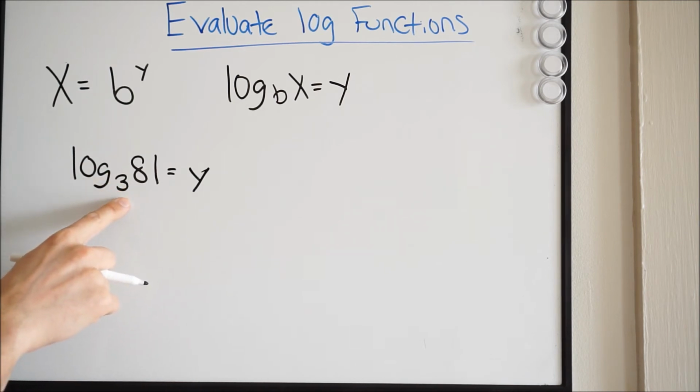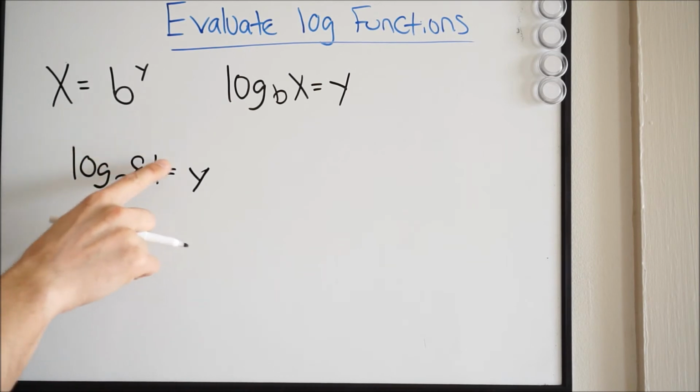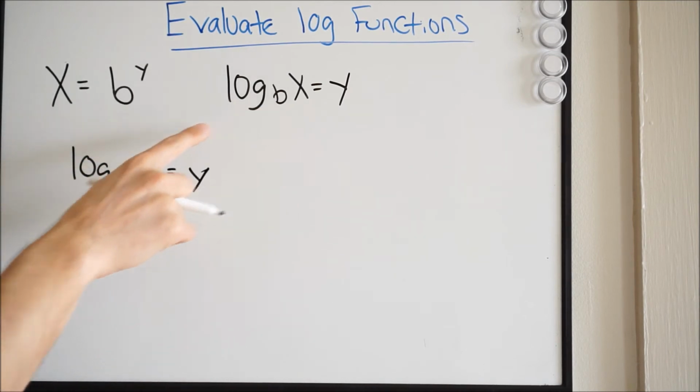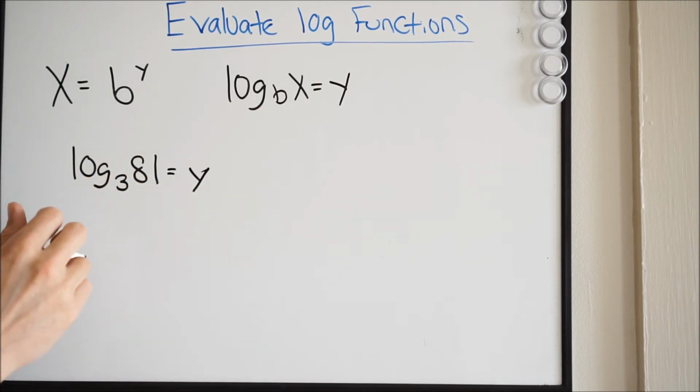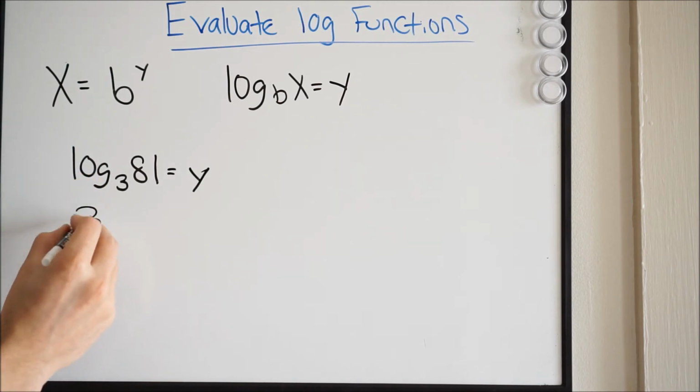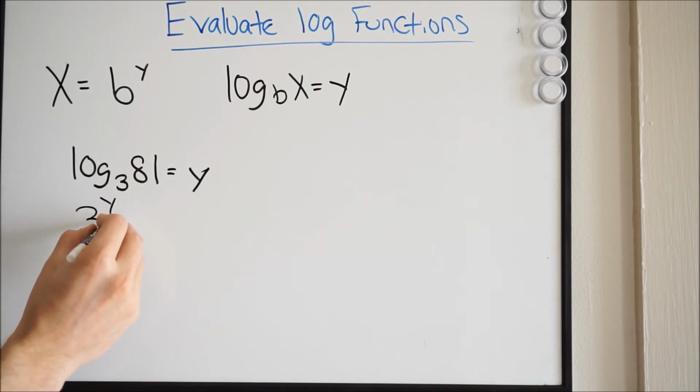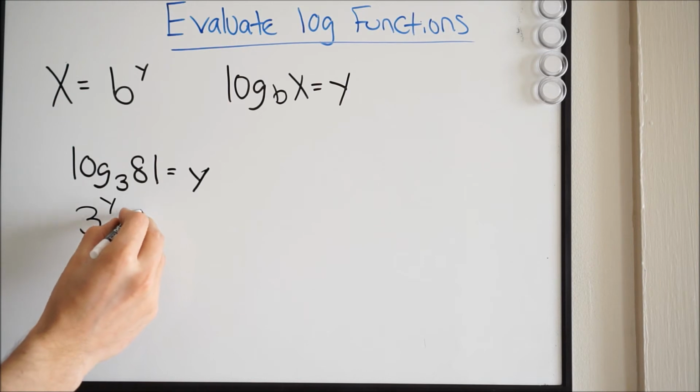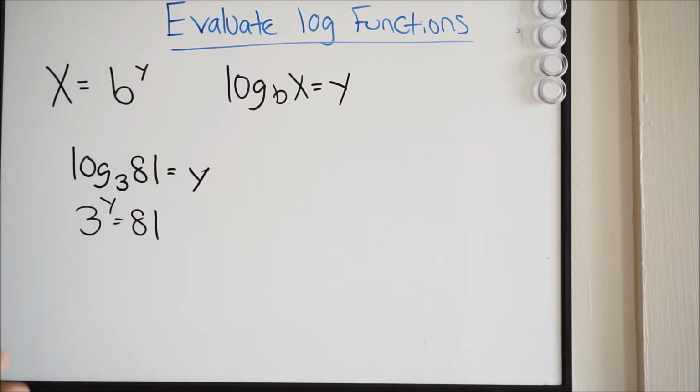Here is my base, 3, and it's telling me I'm going to raise 3 to the y equal to whatever x is, in this case 81. So I'm going to have 3^y equal to 81. This is exactly the same as this, all right? And now all you want to do is solve for y.